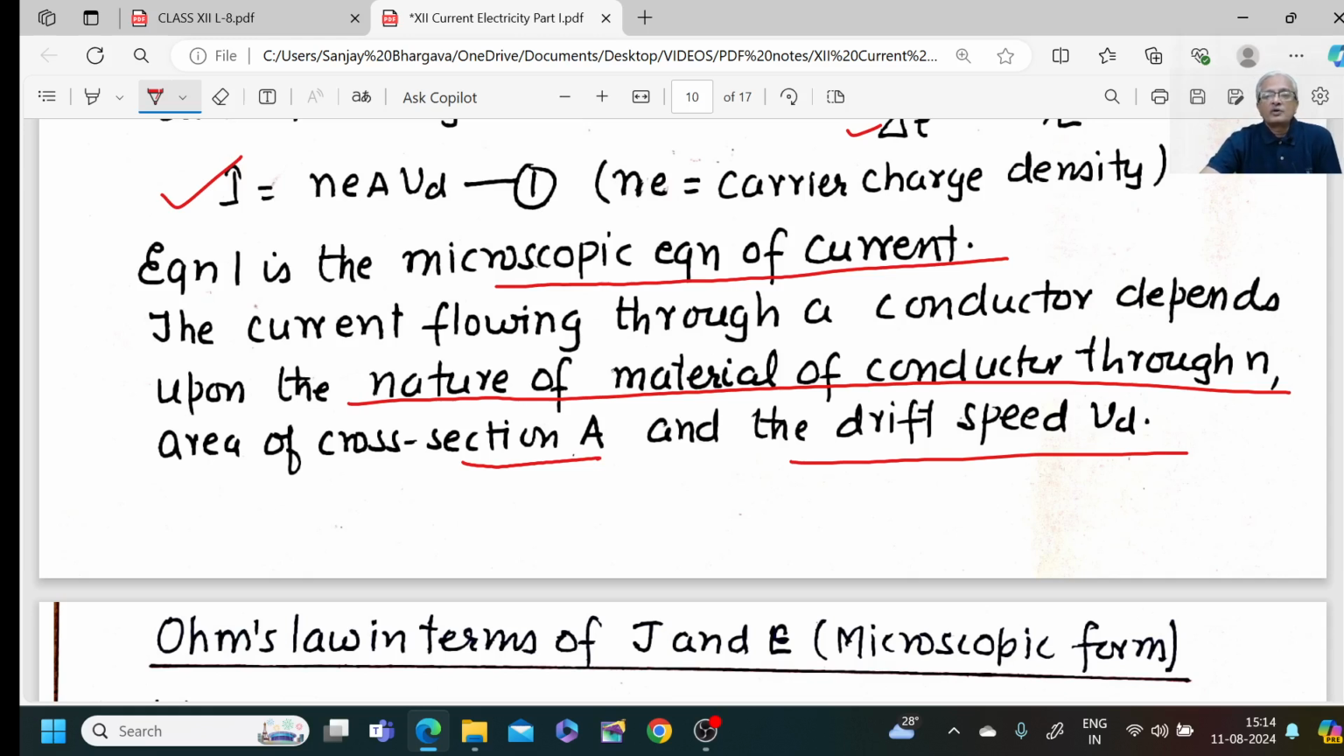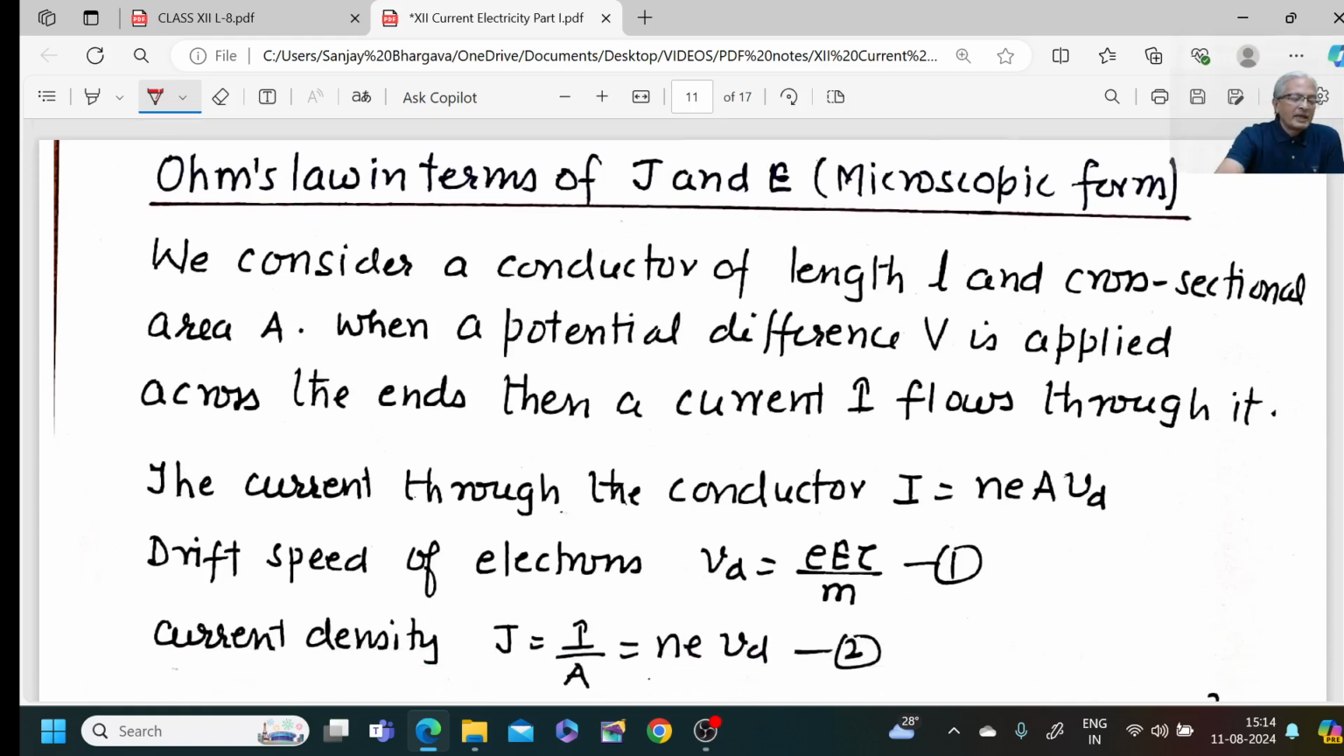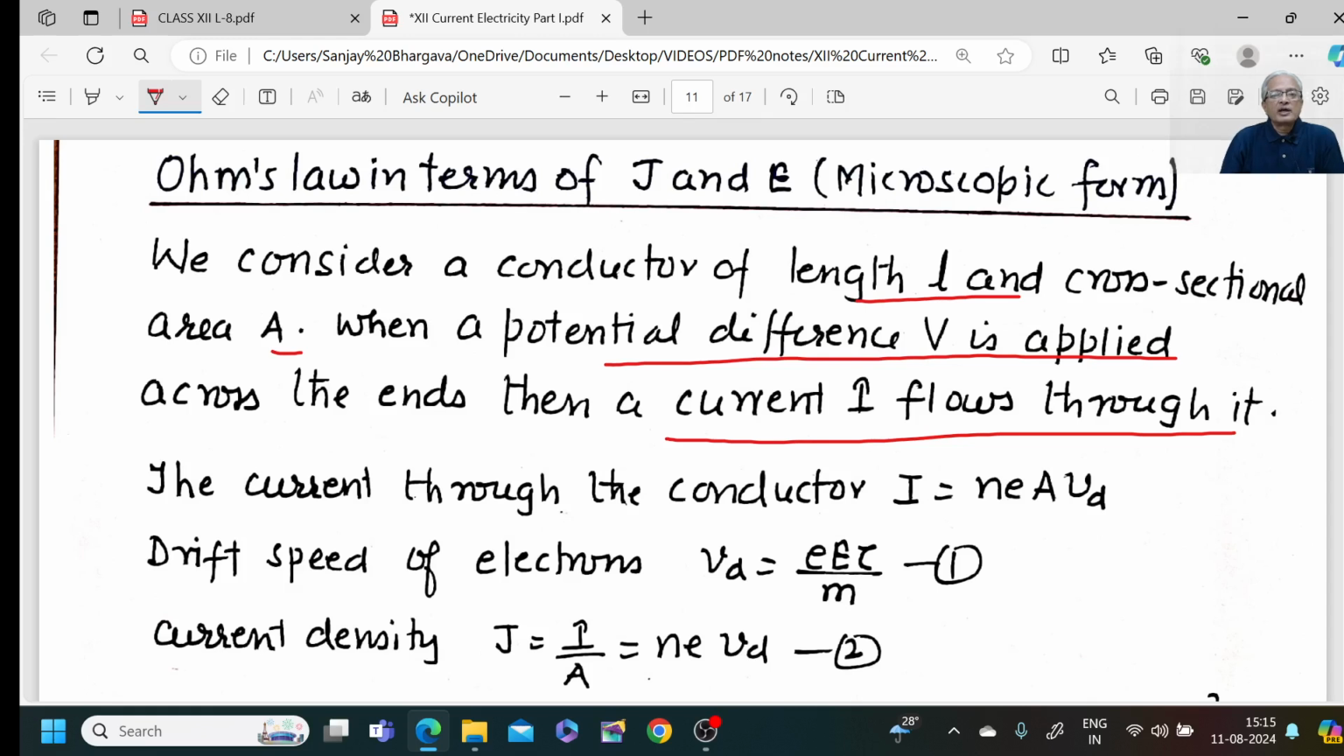Now I would like to derive Ohm's law in terms of J and E, which is normally called the microscopic form of Ohm's law. J is the current density and E is the electric field. We consider a conductor of length L, cross-sectional area A. Whenever a potential difference V is applied, a current I flows through it. The current through the conductor is given by the equation N e A Vd and the drift speed is given by e tau E upon m. The current density, the ratio of current and the area of cross section, is N e Vd from equation number 1.